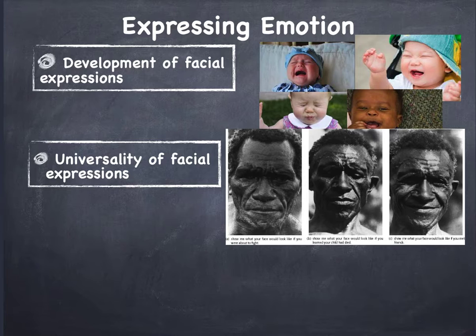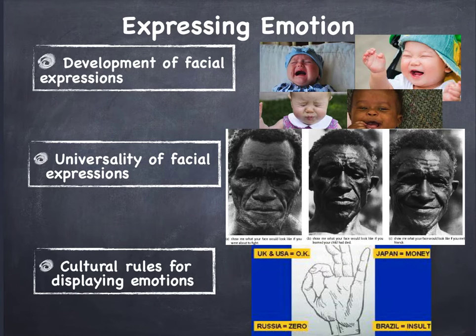The picture on the left that you see here is where the gentleman was asked, show me what your face would look like if you were about to have a fight. The middle image is, show me what your face would look like if your child had died. And the third is, show me what your face would look like when you meet a friend. And so you might recognize in these images some universality: if I was about to have a fight, my face might look something like the one on the left. If someone had told me that my child had died, my face might look like the gentleman's face in the middle. And if I had met a friend that I hadn't seen for a while, my face would look similar to that as well.